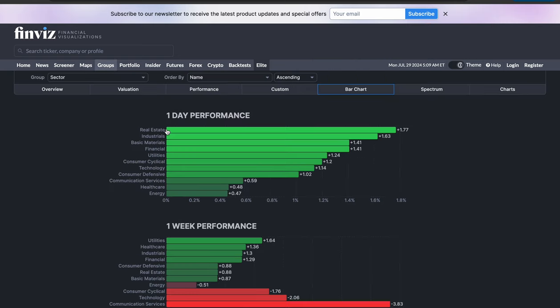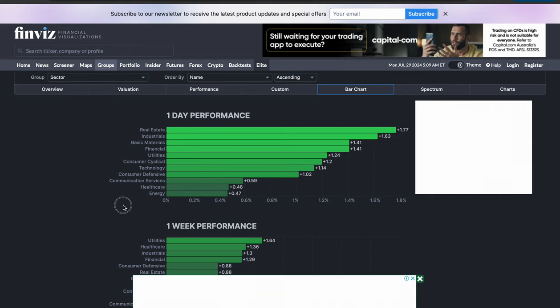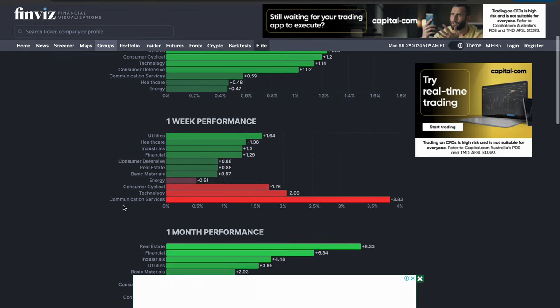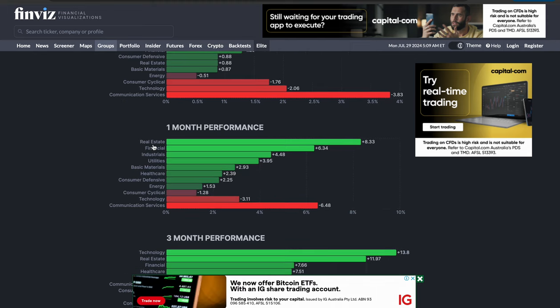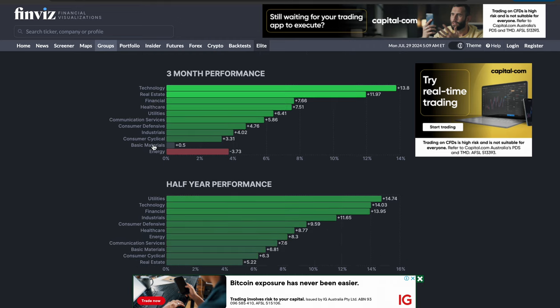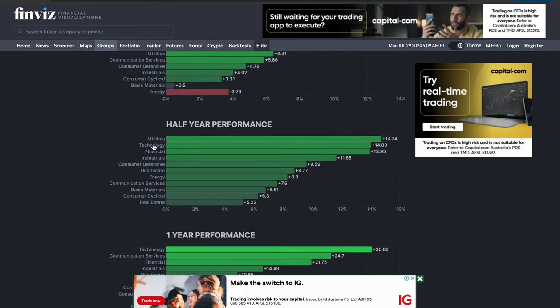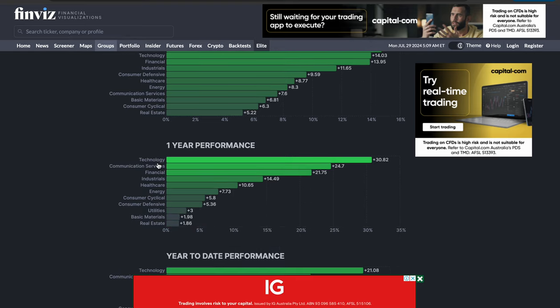And in groups, you can see in the last one day which industry is performing better. And if you scroll down, it shows you by week, by month. Like real estate is actually doing good in 1 month, 3 months. Technology is doing good half yearly. Utilities and technologies, 1 year performance, technology is definitely doing good. So you get some information there.